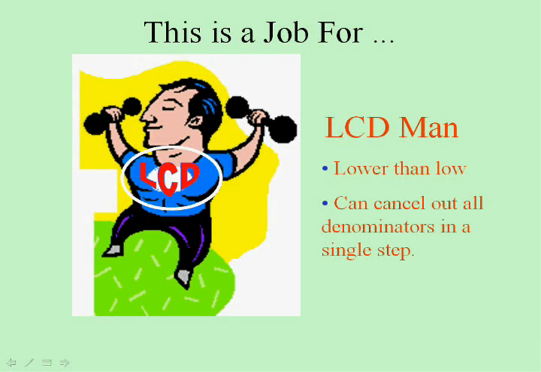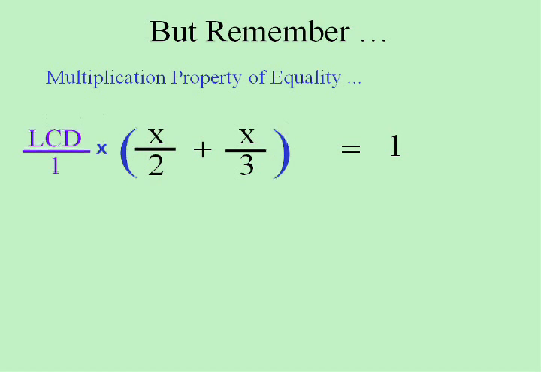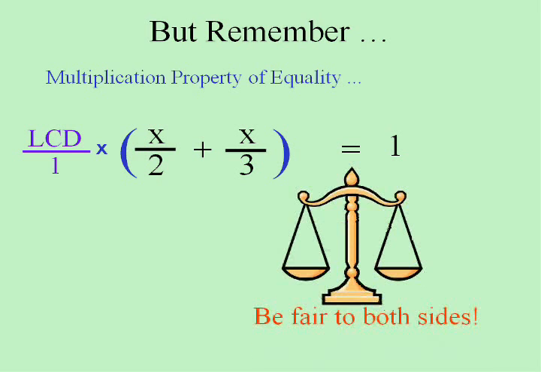But just remember, whatever you do to one side of an equation, and what we're going to do is multiplication here, whatever you do to one side, you always have to do to the other side, even if it doesn't look like it needs it. So that's what you're going to have to remember.